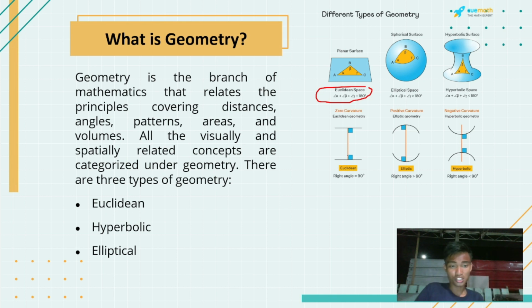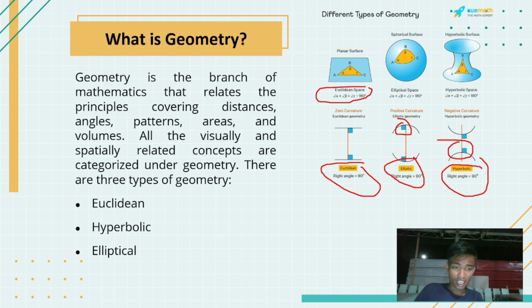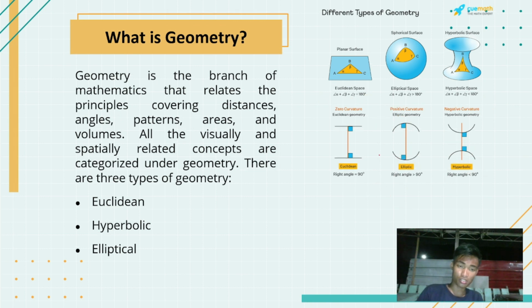In Euclidean geometry, a right angle is equal to 90 degrees, and in the elliptical geometry it is greater than 90 degrees, and in the hyperbolic it is less than 90 degrees. But our focus in this discussion is the neutral geometry. So let's go.